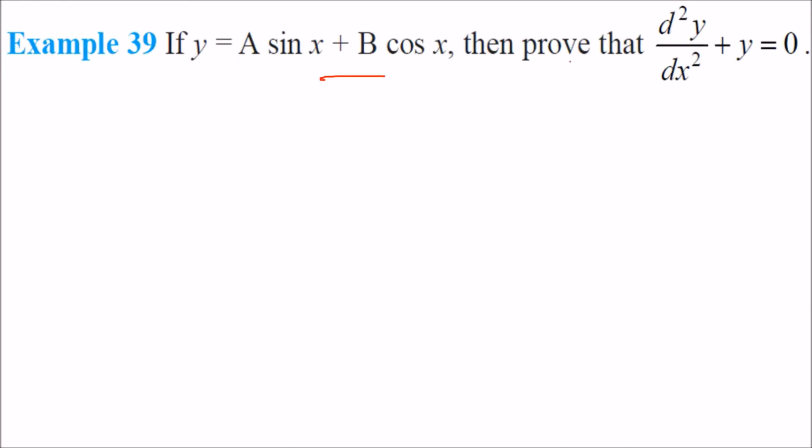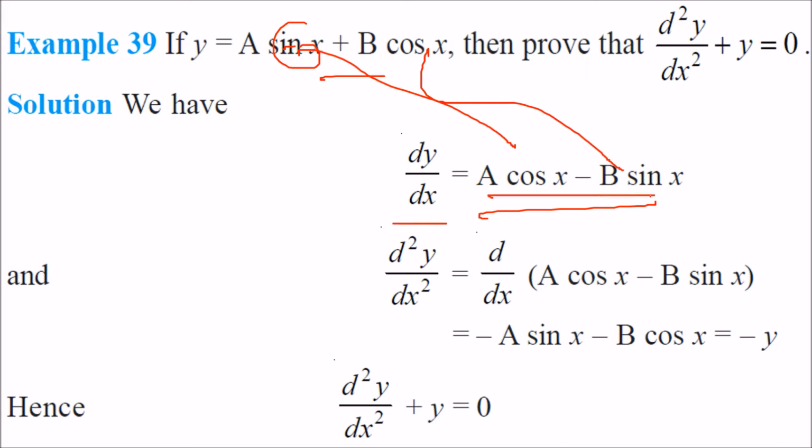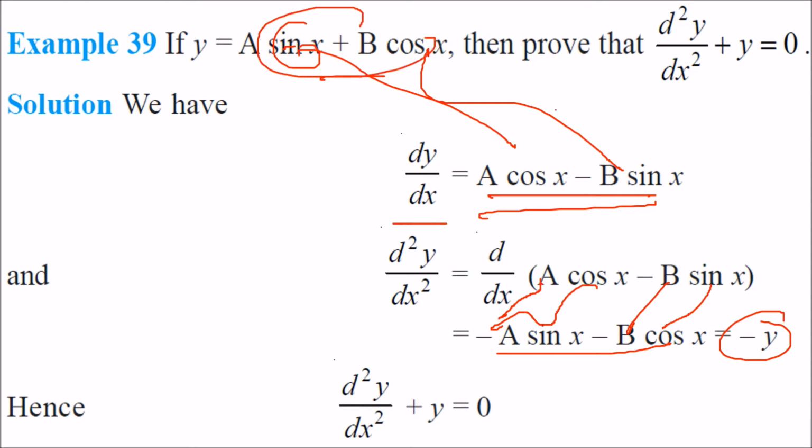If y is this, then prove that d2y by dx2 plus y is equal to 0. So what we are going to do here, dy by dx we can find. This will be a sin theta is cos theta, b cos theta is minus sin theta. This will be dy by dx. And d2y by dx2 will be what? Again, let us differentiate this. So this will be a cos theta is minus sin theta, and this will be b sin theta is cos theta. So this is actually equal to minus y, because this is y. If you take minus out, it will be minus y. So now take this minus y here, d2y by dx2 plus y is equal to 0.